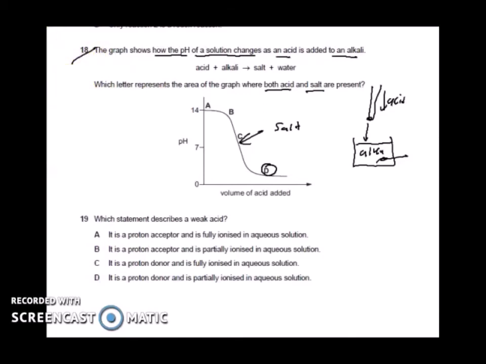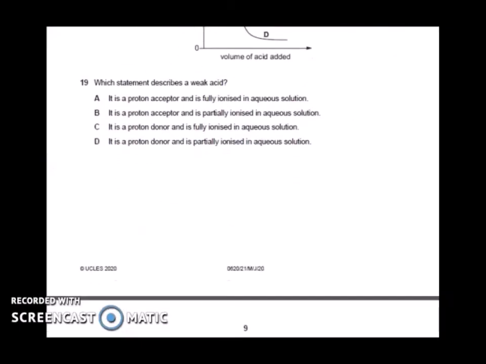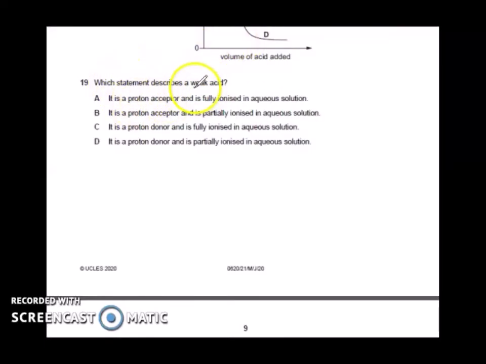Okay, now we scroll down for number 19. Which statement describes a weak acid? Okay, weak acid. If you want to know, an acid is a proton acceptor or donor. It gives out hydrogen, so it is a proton donor. This proton donor ionizes partially, so this one will be the weak acid.